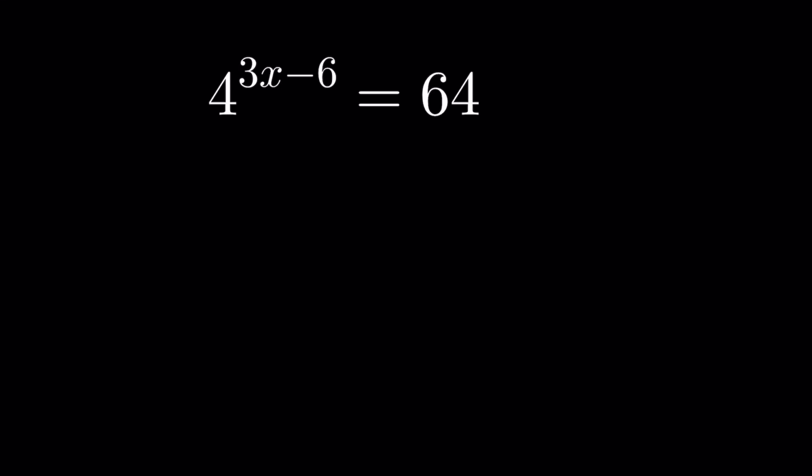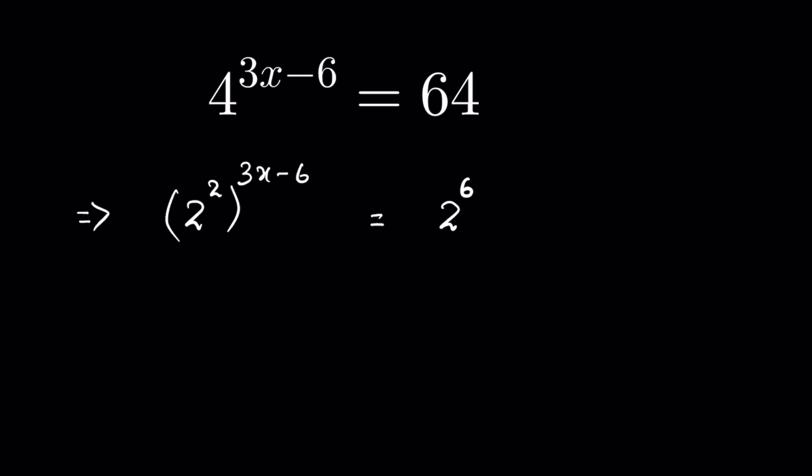4 raised to the power 3x minus 6 is equal to 64. We have to find the value of x. So 4 here, we can write it as 2 to the power 2, then whole raised to the power of 3x minus 6 is equal to 64. We can write it as 2 to the power 6.